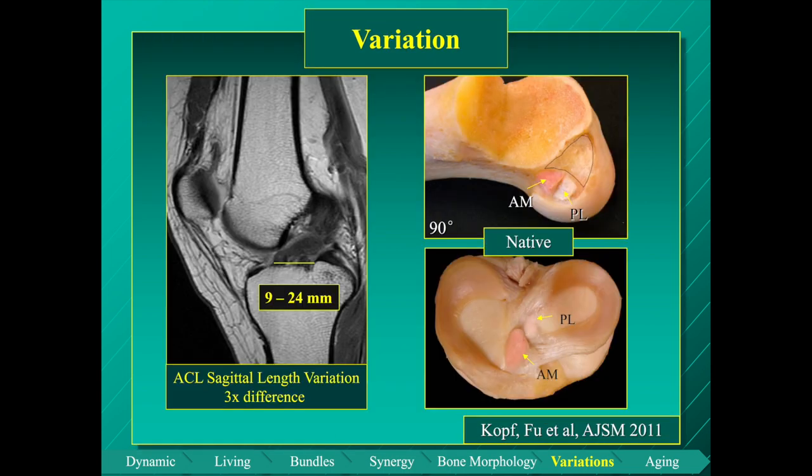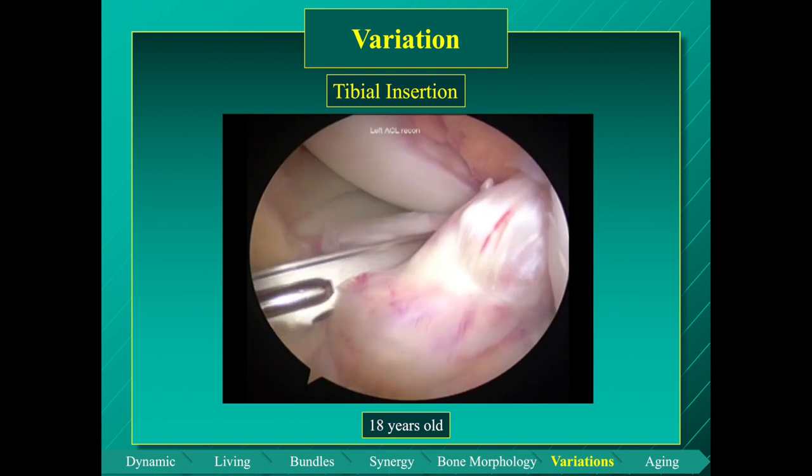Variation is the key to life. Looking at the sagittal length of the ACL, we see it varies from 9 to 24 millimeters. Comparing the smallest ACLs to the largest, there is a 3 times difference in size, indicating significant variation.